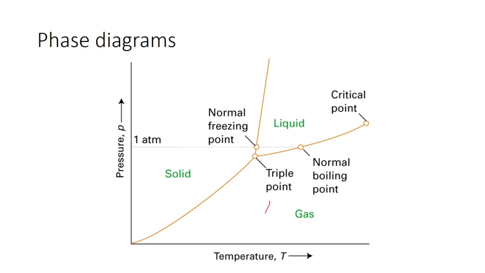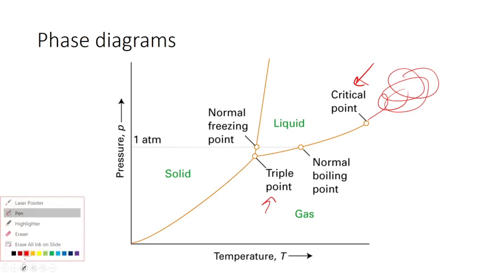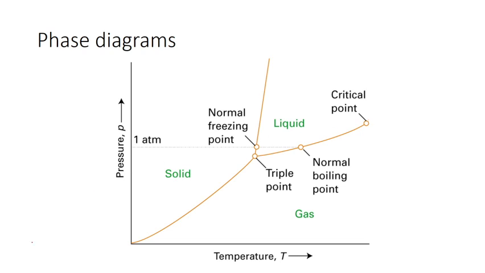Now, one of the things to point out here, triple point, that is where all of our states are in equilibrium. And then also the critical point, which is anything past that pressure and temperature. So in this area out here, things will become what's called a supercritical fluid. And we'll talk about those in just a second.